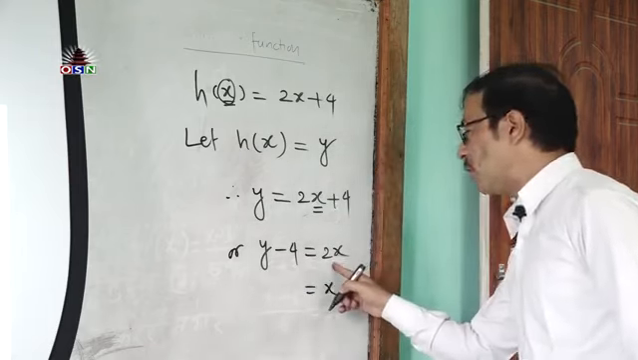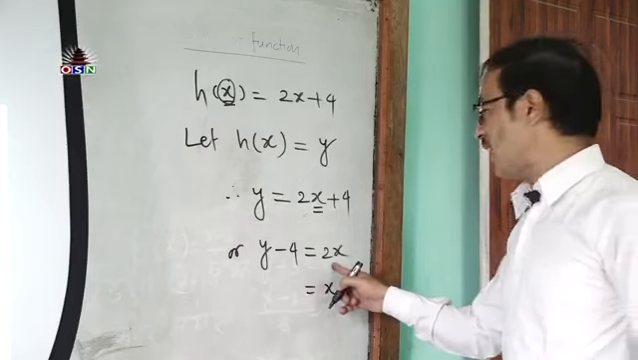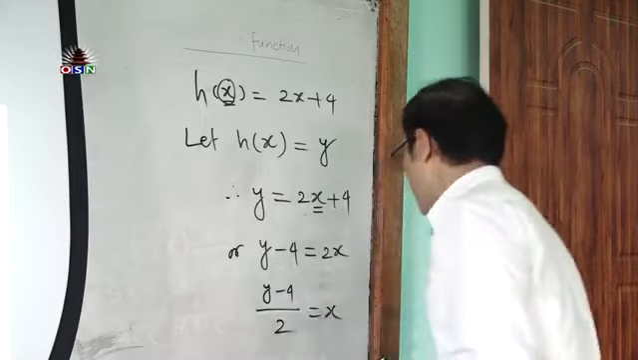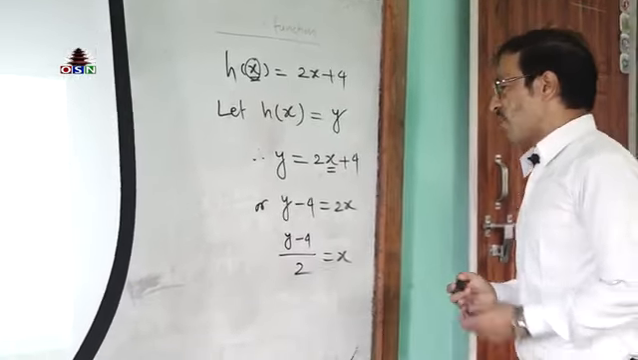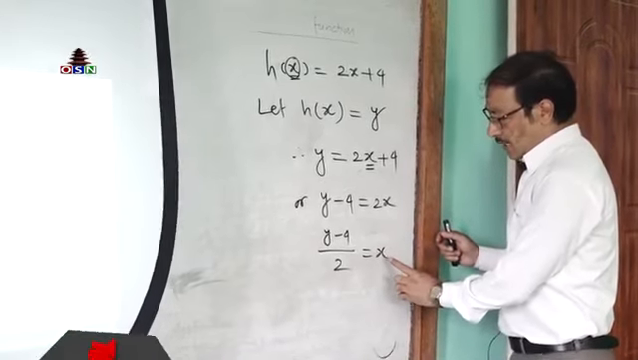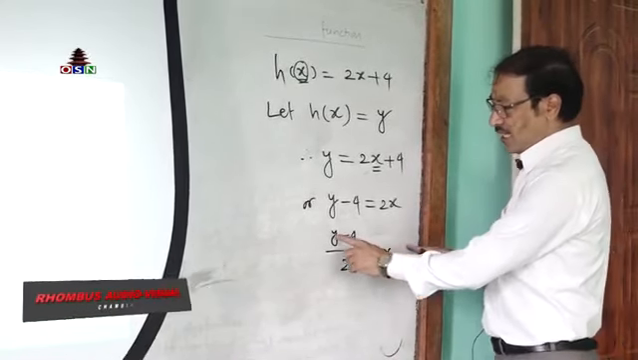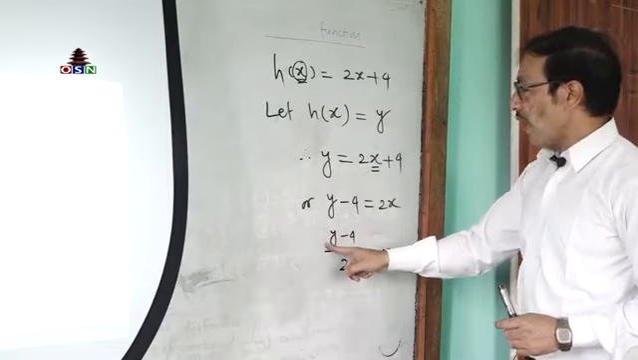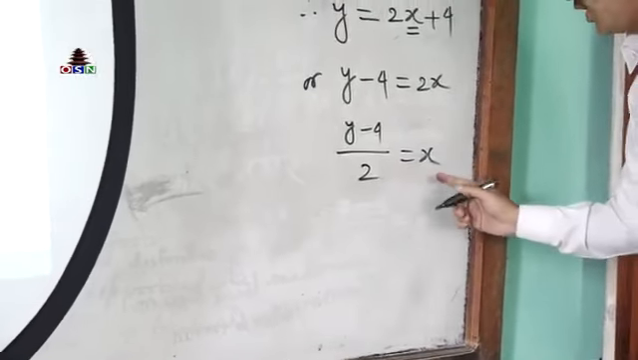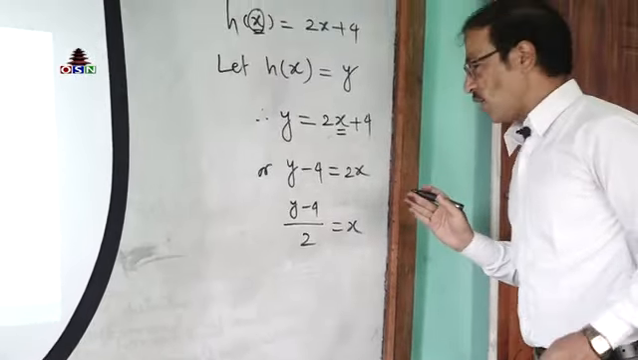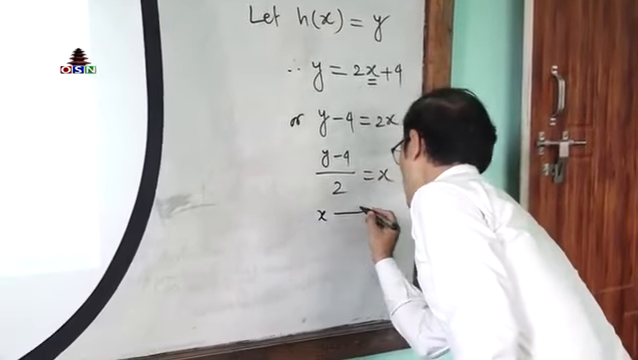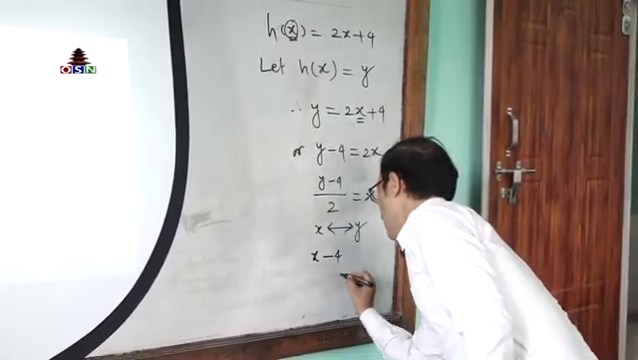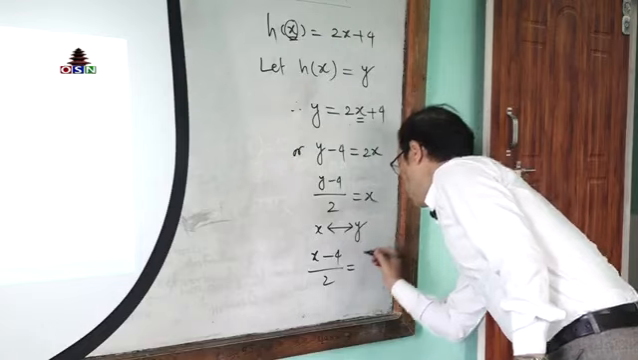2x remains here, finally x. 2 into x, there is a multiplication sign. The inverse of multiplication is divide. So y minus 4, 2 goes down here. That means now x became alone. After this step, x is the output and y is present here as the input. After this step you have to exchange the role of x and y, interchanging the positions. In place of y you write x here, and in place of x you write y here.